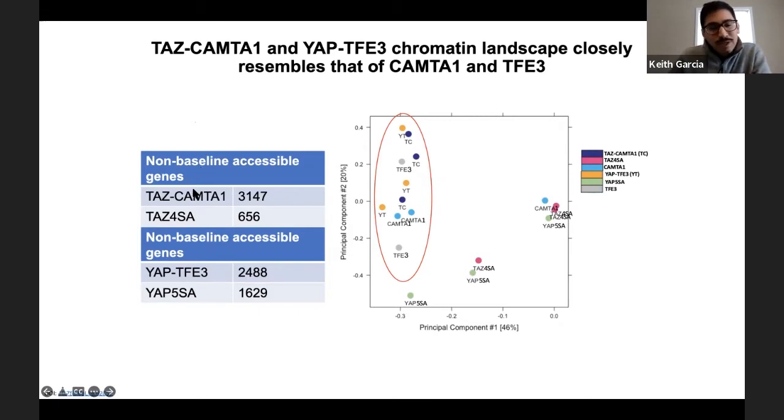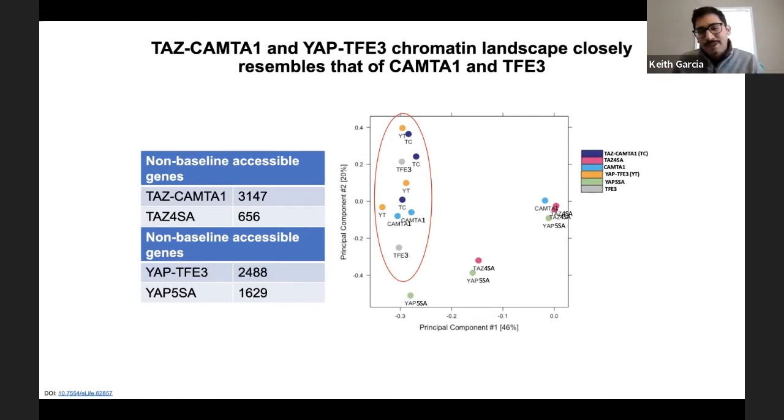And so showing these tables to the left, you can see that TAZ-CAMTA1 and YAP-TFE3 are able to stimulate an increase in the number of accessible genes that are available for potential transcriptional regulation when compared to full-length TAZ and YAP. And strikingly, when we performed principal component analysis, the overall euchromatin landscape of these fusions largely resembles that of wild-type TFE3 and CAMTA1, providing additional evidence that the C termini of these gene fusions really play an important role in further shaping the chromatin landscape to potentially drive this unique transcriptional program.